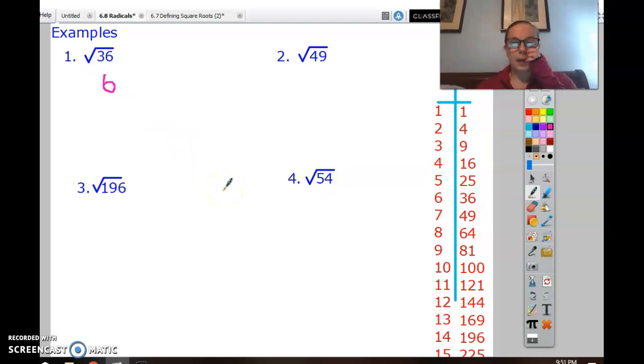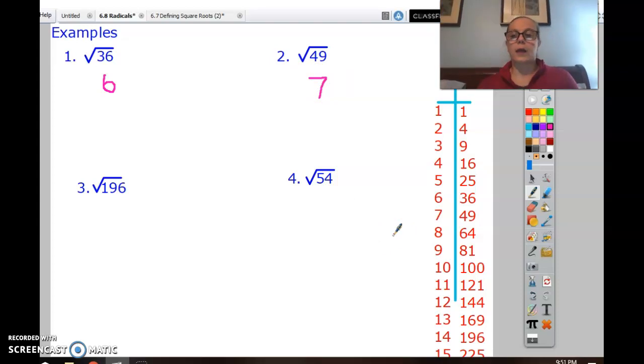All right, now if we go to number 2, again, the same thing. We got the square root of 49. So if I look down the right column of our note card, I look to see if I can find the number 49. And as I go down, I see 49's right there. And so I know that the square root of 49 is 7.